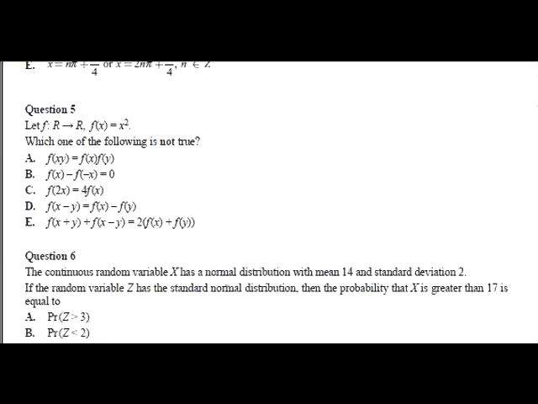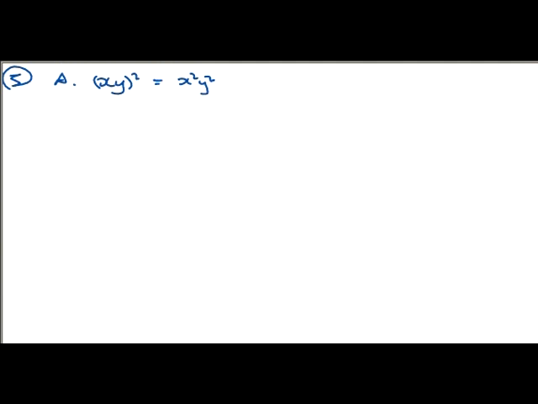So for A, you'd be like, okay, so xy squared equals x squared y squared. That's what it's saying. It's about right. That's no problem. Sorry, change font. For B, you'd say, well, x squared minus negative x squared equals 0. That's also no problem. For C, you would say, well, f of 2x is 2x squared.